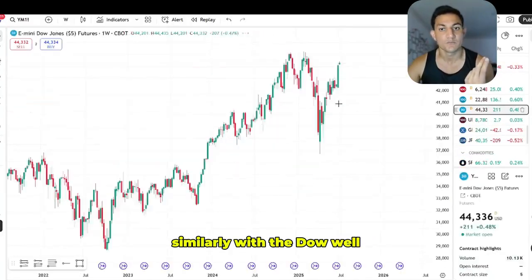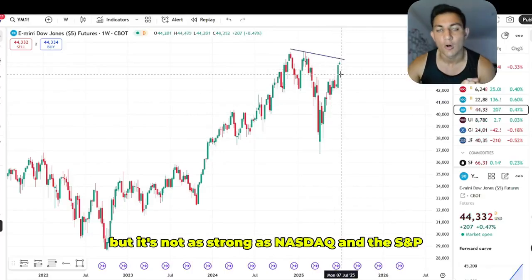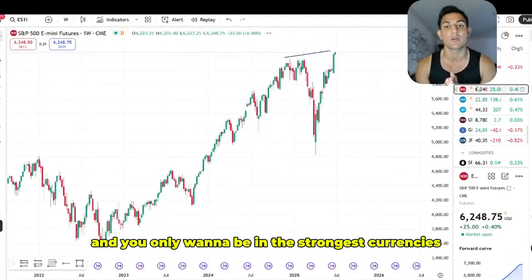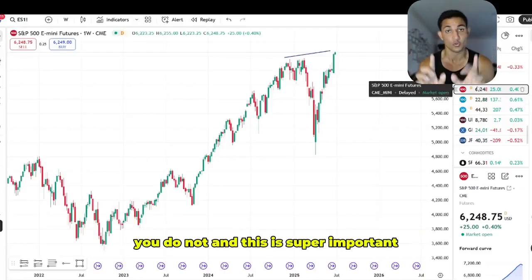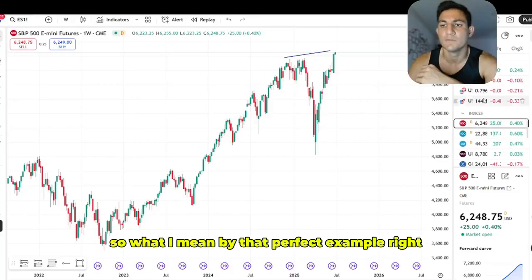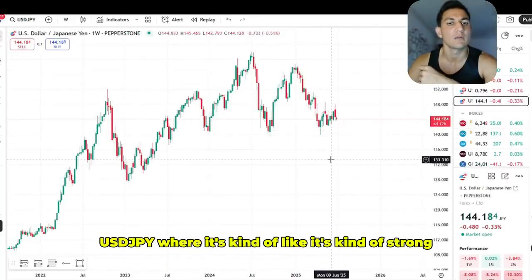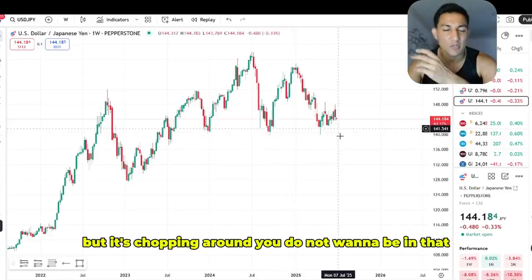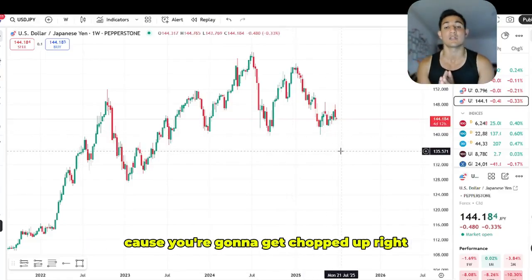Similarly, with the Dow, well, it has gone up, but it's not as strong as Nasdaq and the S&P. And you only want to be in the strongest currencies and the weakest currencies. You do not, and this is super important, you do not want to be in the middle ground, right? So what I mean by that, perfect example, dollar yen, where it's kind of strong, but it's also a bit weak. It doesn't take out the low, but it's chopping around. You do not want to be in that because you're going to get chopped up, right?